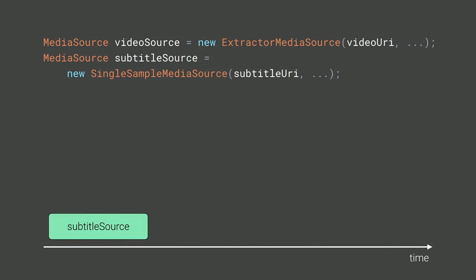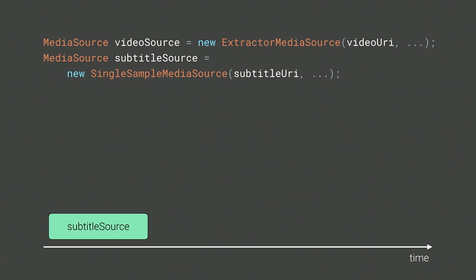So let's say we've got a video that we want to play, and also some subtitles, which are in a separate file, an SRT file. In that case, we can create an extractor media source to load the video, a single sample media source, which is going to load the SRT file. And then we're going to play these subtitles alongside the video.